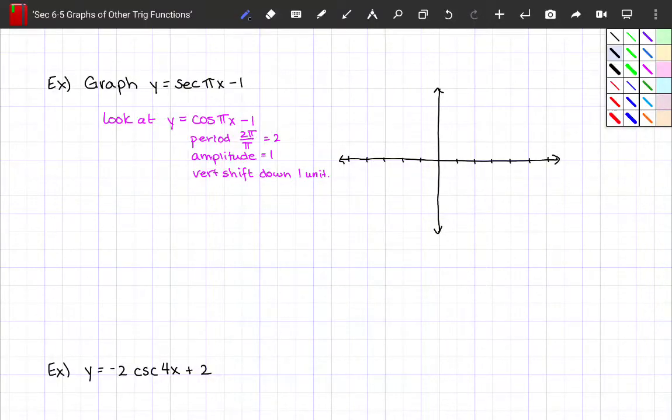And because my period is 2, 1, 2, 3, 4, I'm going to make 4 squares equal 2. That means 1 square is equal to 1/2. I don't have any kind of reflection or anything. So normally, I'm going to just draw a little quick sketch here, but normally before any shifts, our graph would be here. Oh, that's really bad. But I'm going to just shift everything down 1 unit. So I'm going to start here. Instead of starting up at 1, I'm going to start here. And then that would be my cosine graph.